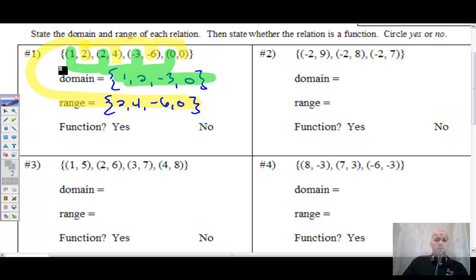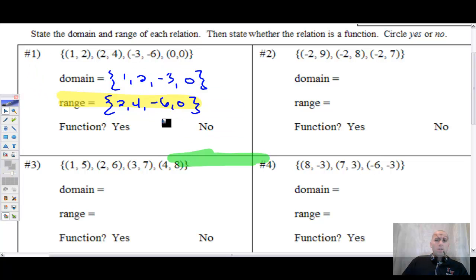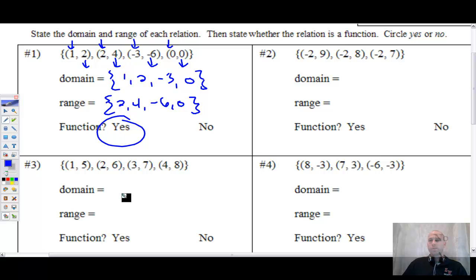Is this a function? Well, yes, it is. Because when we put these numbers in, put a 1 in, you always get a 2 out. You put a 2 in, always get a 4. You put in a negative 3, you always get a negative 6. You put in a 0, you always get a 0. So definitely a function.